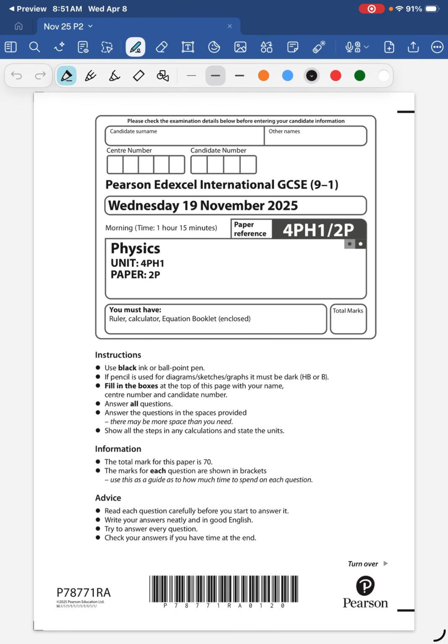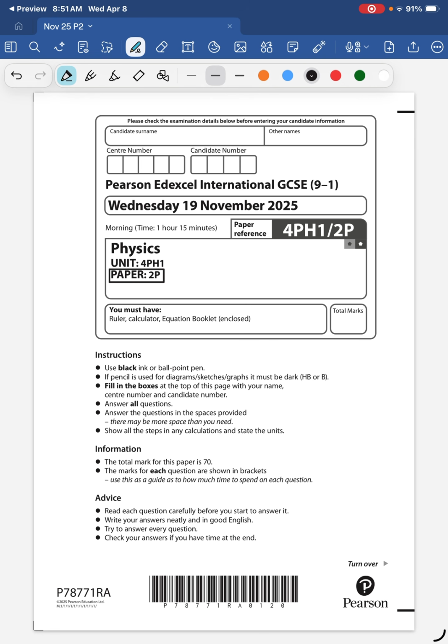Hello all, I'm back with another video, and this is the International GCSE from November 2025, which is the most recent available paper I was able to find. And this is paper 2, okay, from your curriculum.